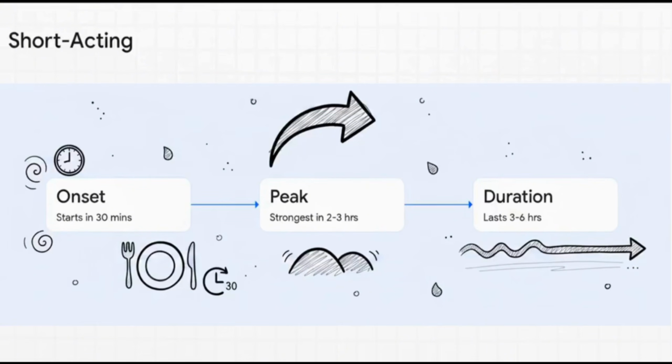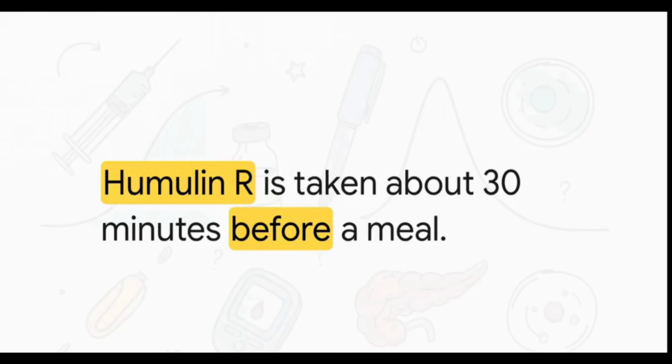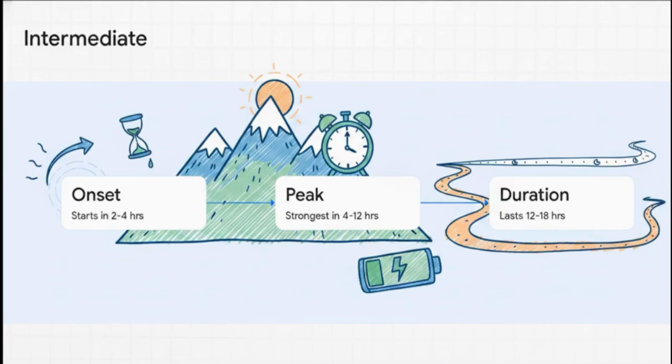Next is short-acting insulin. An example of this is Humulin R. This one has an onset of about 30 minutes, peaks between 2 to 3 hours, and lasts about 3 to 6 hours. It's usually taken about 30 minutes before a meal, giving it time to kick in right when it's needed.